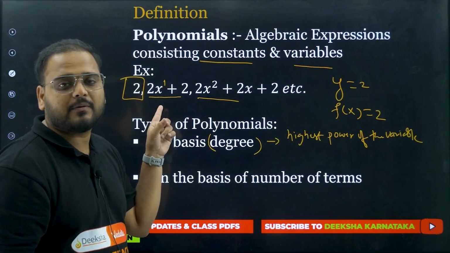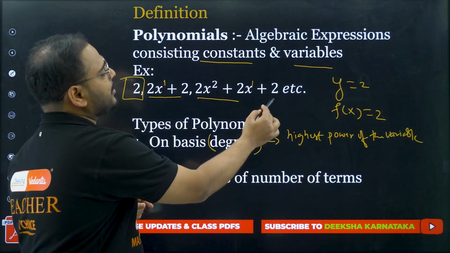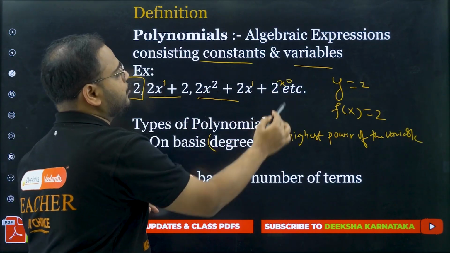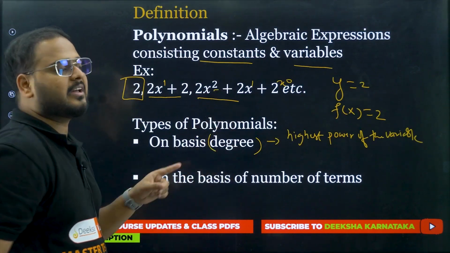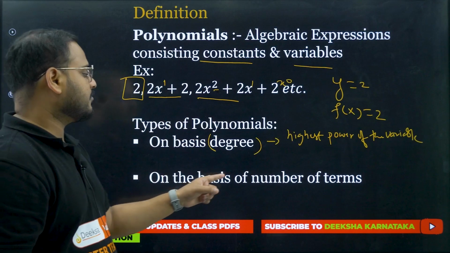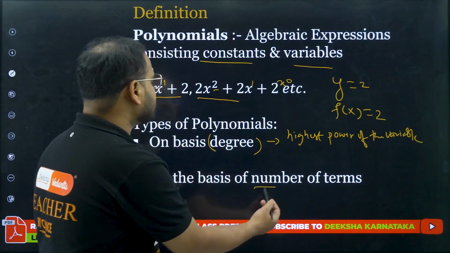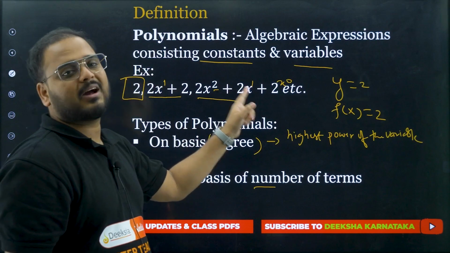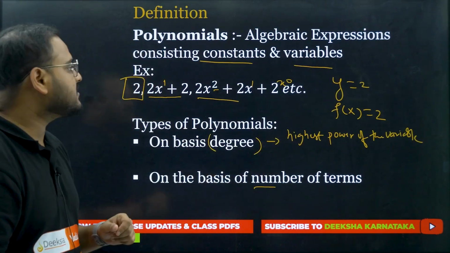2x plus 2, the highest power is x power 1. Over here, x power 2 is there, x power 1 is there, and over here if you write it like this, 2 into x power 0. So x power 0 is there, highest power is what? 2. So the degree is 2, and the degree is 1 for the other. So on the basis of degree, the classification is there. On the basis of the number of terms, classification is there. Number of terms means check here, 1 term, 2 terms, 3 terms, and like that. We'll see both classifications in this session.